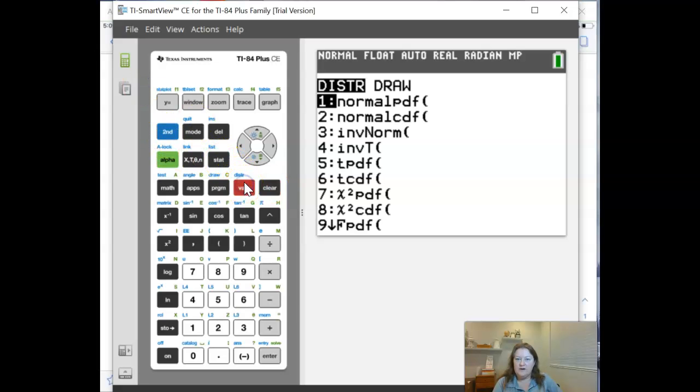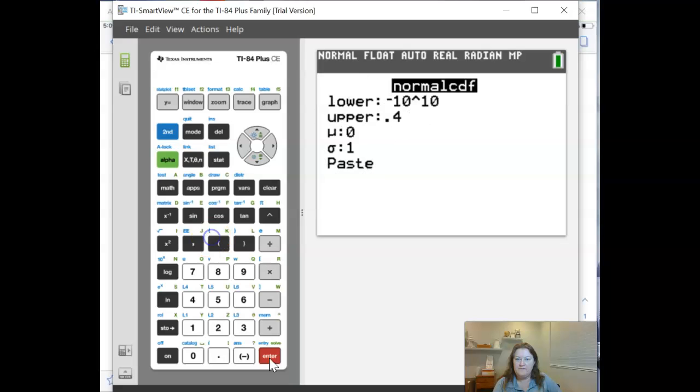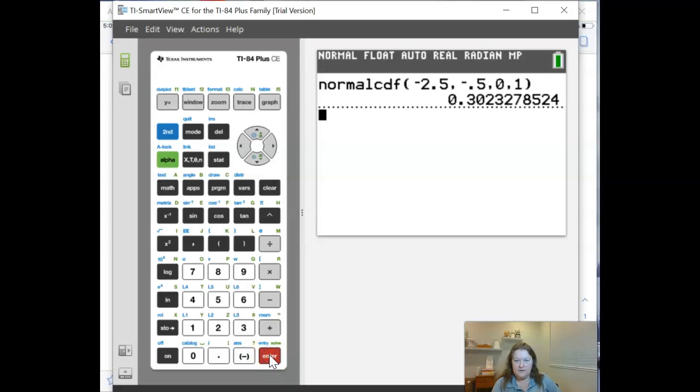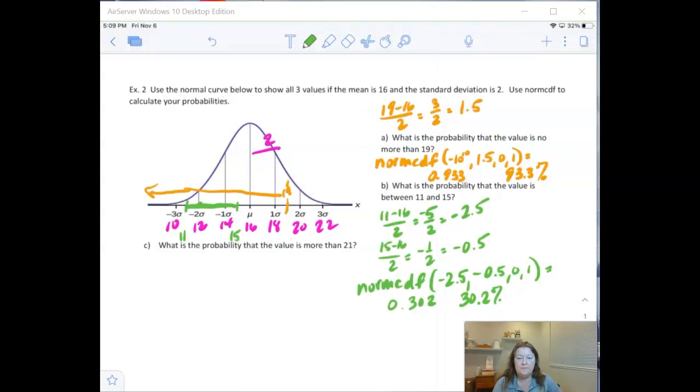We'll go to second bars. We'll pick the second one off. And this time we're going to go from negative 2.5 to negative 0.5. And then I can leave the rest of them the same, so I'm just pressing enter. All right, and now I've got a 0.302, which is about 30.2%. And again, you can write these answers as a decimal or as a percent, right? Probability can be done either way.